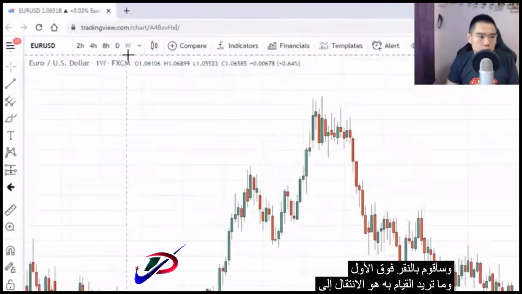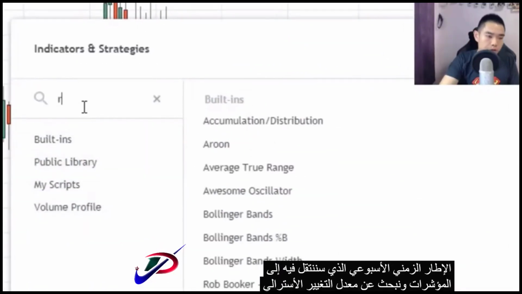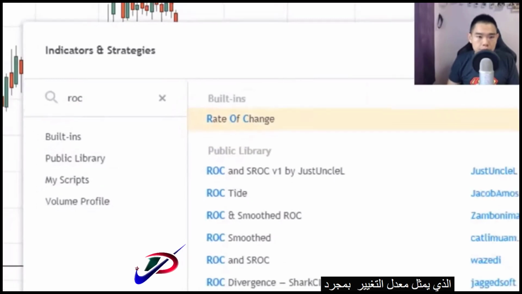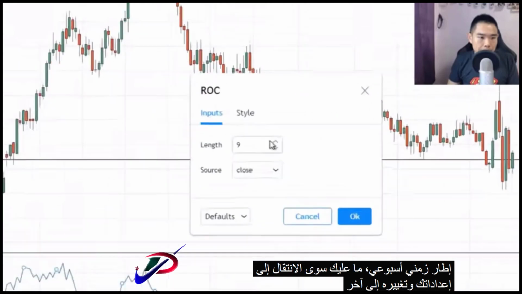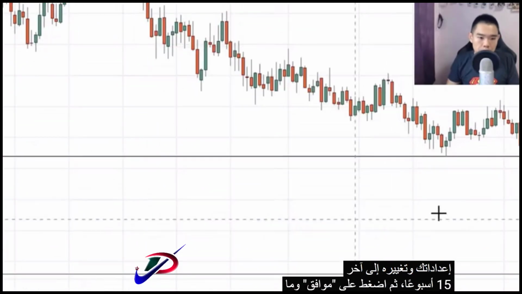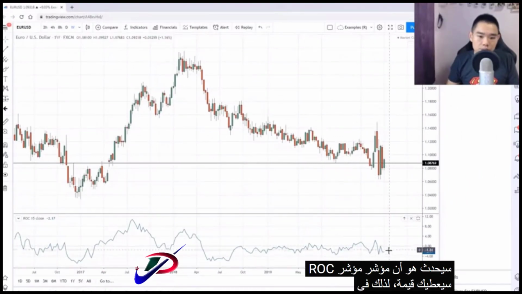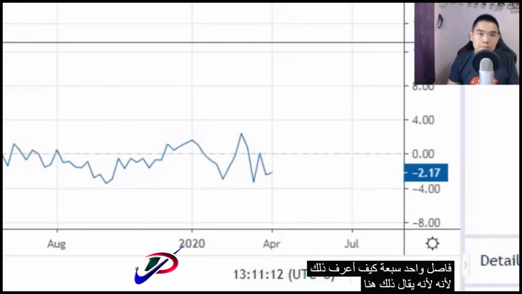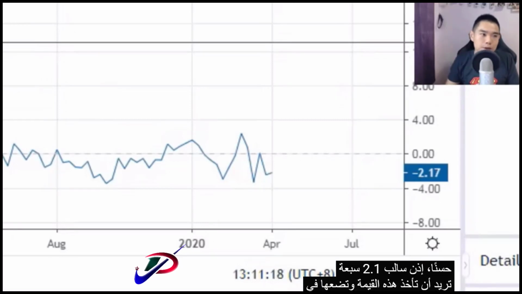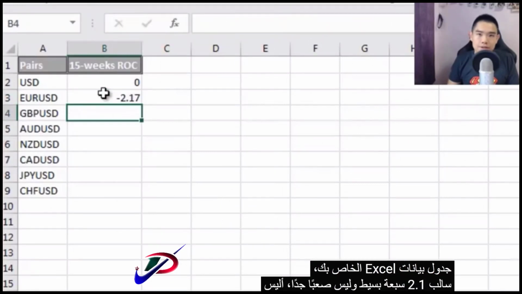What you want to do is go down to the weekly time frame, which we are at, go to indicators and look for ROC, which stands for rate of change. Once you've inserted it, make sure you're on a weekly time frame. Go to your settings and change it to over the last 15 weeks. Press OK, and the ROC indicator will give you a value. In this case, the value is negative 2.17. How do I know that? Because it says so over here. So you take that value and put it into your Excel spreadsheet, negative 2.17. Simple, not too difficult, right?